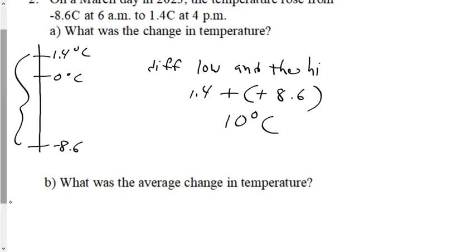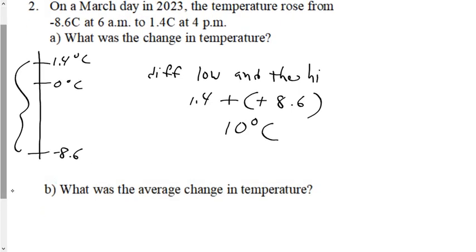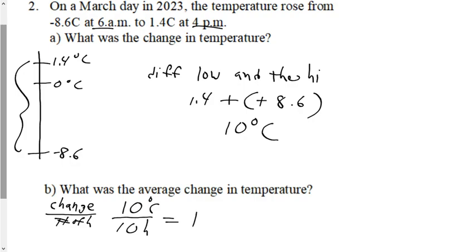What was the average change? Well, in order to get the average, I need to know how many hours from 6 a.m. to 4 p.m. 6, 7, 8, 9, 10, 11, 12, 1, 2, 3, 4. 10 hours. So the change divided by the number of hours is 10 degrees Celsius divided by 10 hours, or therefore 1 degree Celsius per hour was the average change.